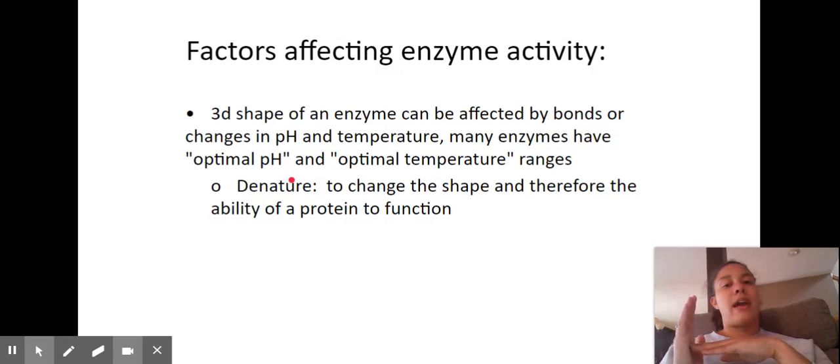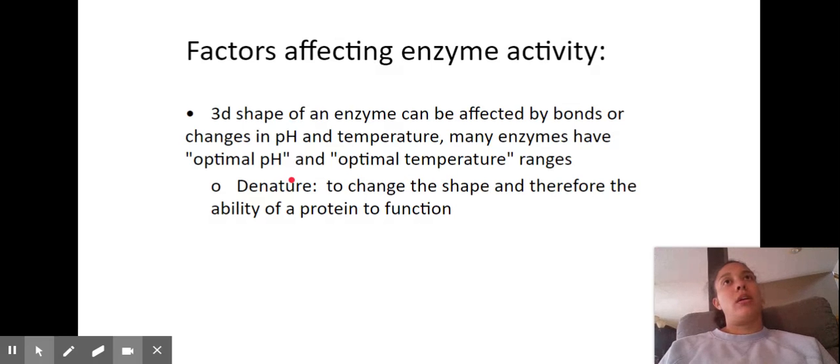Every enzyme is going to have its optimal range, and so you're often going to see those bell curves involved in those graphs that will show you where the highest peak is for the rate of reaction. That's where it works the best.